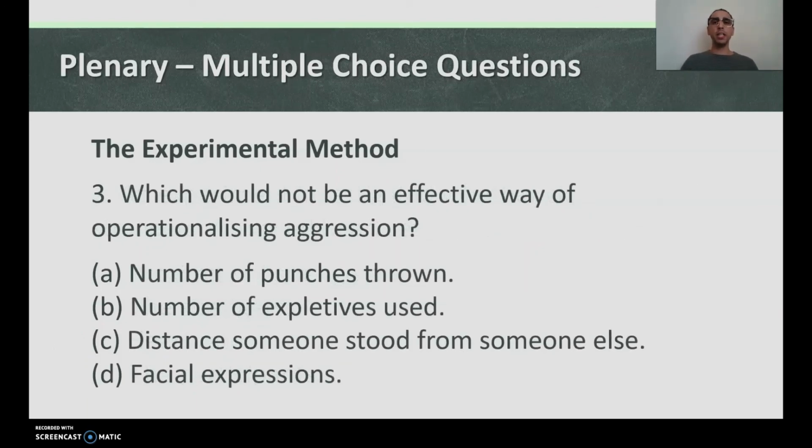Number 3. Which would not be an effective way of operationalizing aggression? A, number of punches thrown. B, number of expletives used, that's swear words. C, distance someone stood from someone else. Or D, facial expressions. That's a difficult one. I've got one in mind. What do you reckon?